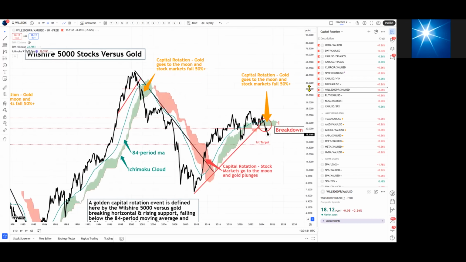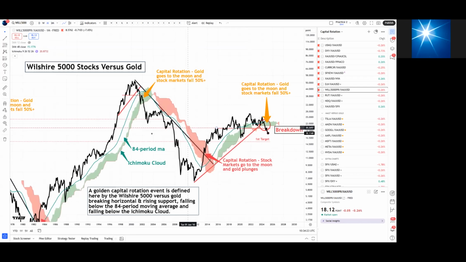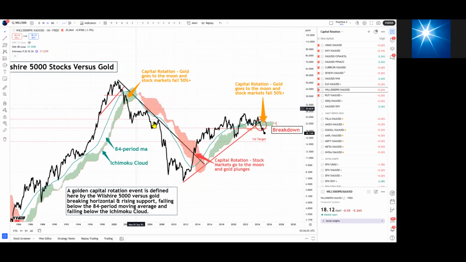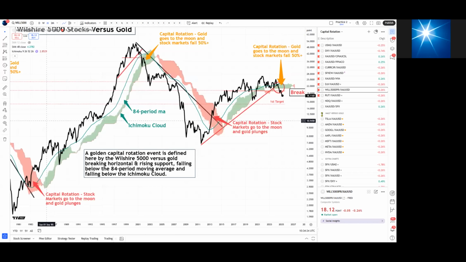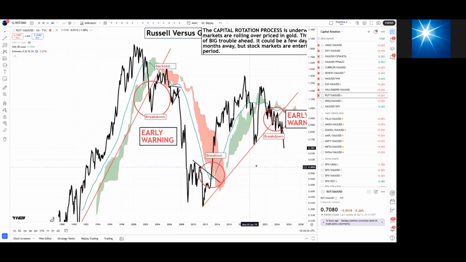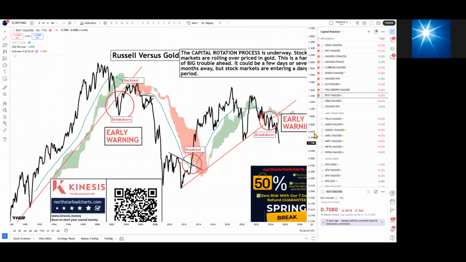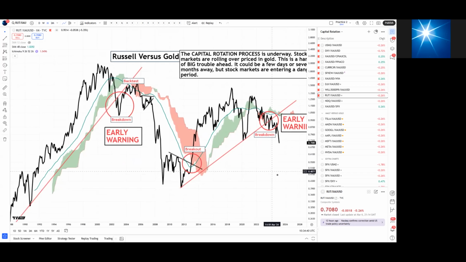The Wilshire 5000 has broken down versus gold, and when this happens, the chart falling, that means that gold is outperforming the Wilshire 5000. So that's another indication of capital rotation. The Russell versus gold gave us an early warning. We issued that early warning for you.